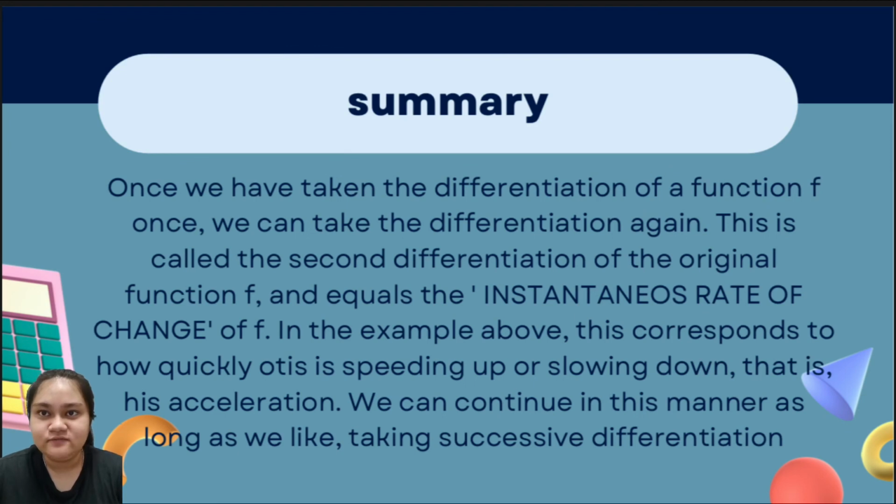Once we have taken the differentiation of a function f, we can take the differentiation again. This is called the second differentiation of the original function f and equals the instantaneous rate of change of f'. In the example above, this corresponds to how quickly Otis is speeding up or slowing down. That is his acceleration. We can continue in this manner as long as we like, taking successive differentiation.